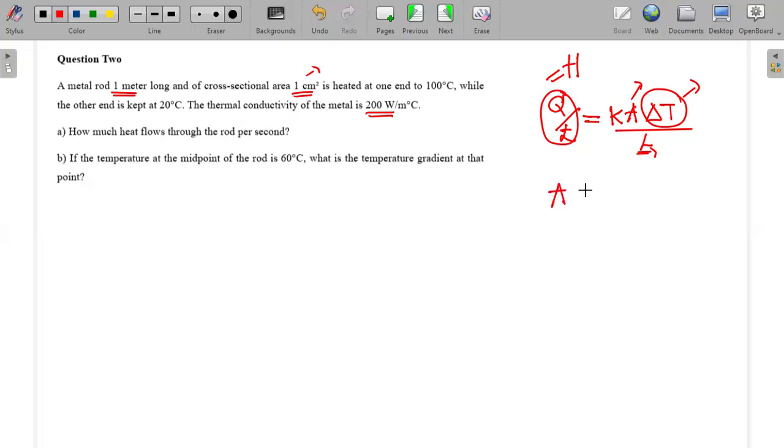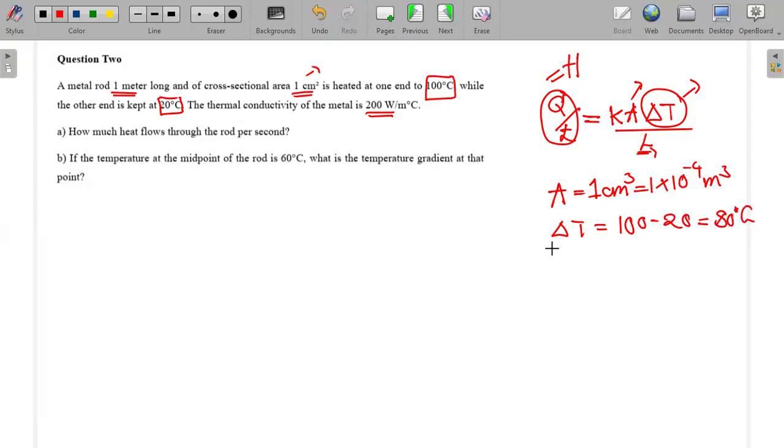So for example, cross-sectional area is 1 cubic centimeter, which is basically equal to 1 times 10 to the power minus 4 cubic meters, like that. Okay, then there's the temperature difference. They've told us it's heated at one end to 100 degrees Celsius, while the other end is kept at 20 degrees Celsius, which means the temperature difference will be 100 minus 20, which is going to give us 80 degrees Celsius, like that.